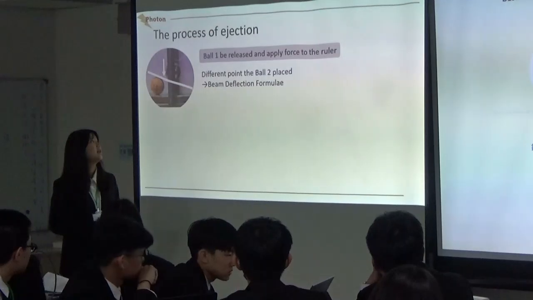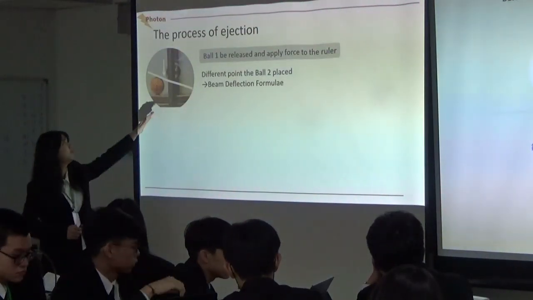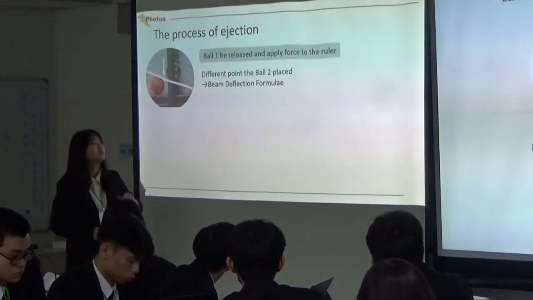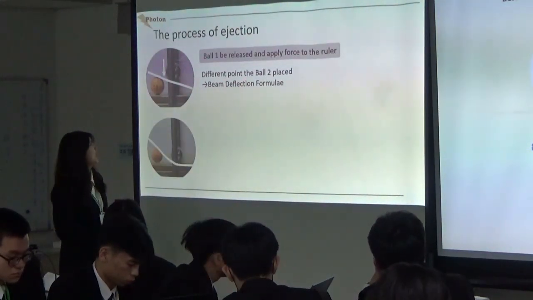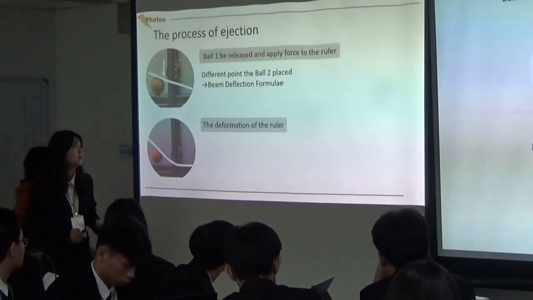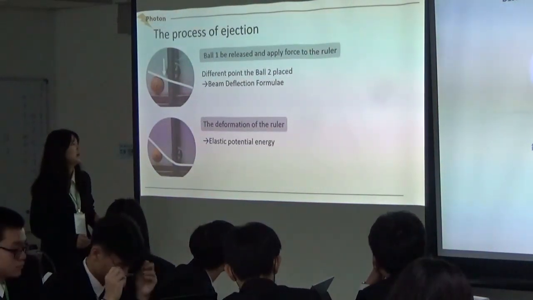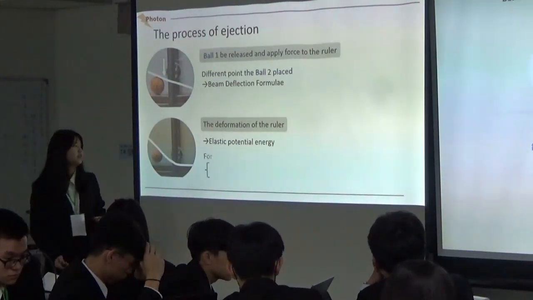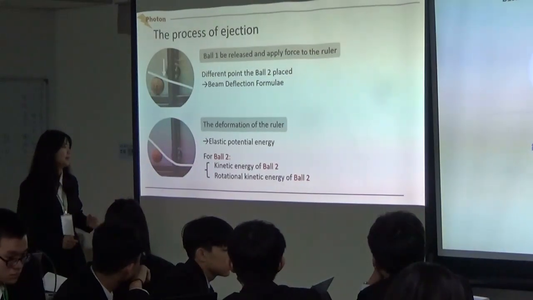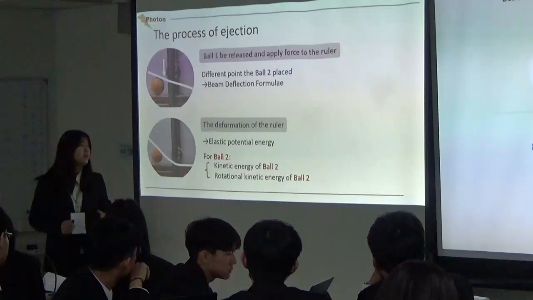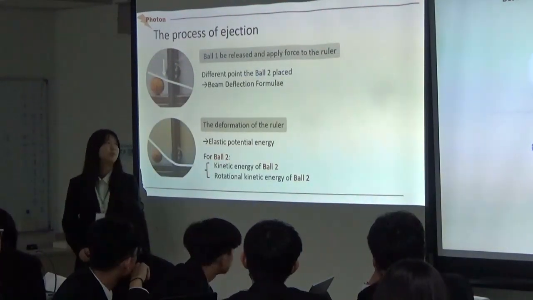And for the relation between the supporting force and the deflection of the ruler, we can use the beam deflection formula to explain this. And next part, when ball one hits the ruler, there will be deformation of the ruler, and the ruler will absorb elastic potential energy, and for ball two, there will be the kinetic energy of ball two and the rotational kinetic energy of ball two.